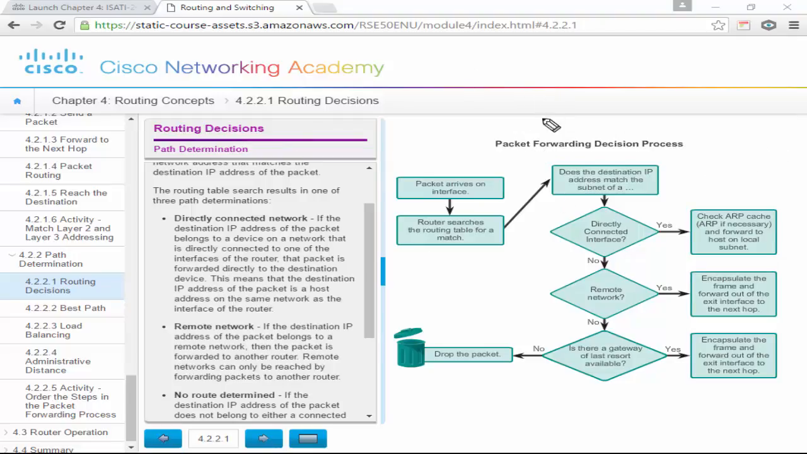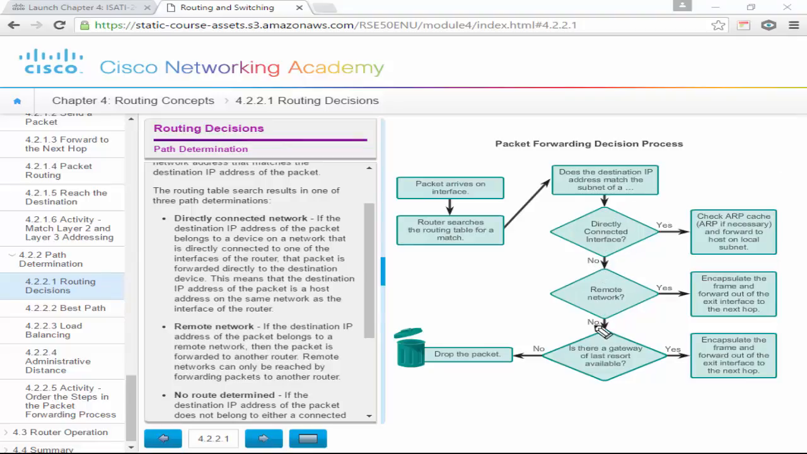But anyways, on its routing decision, what happens? Packet arrives. Router searches the routing table for a match. So it's looking at the destination route. It says, hey, do I have a match? And so it says, does the destination IP address match one of the subnets of a directly connected route? It's going to look directly connected first. And we'll find out why as we go on to this best path section.